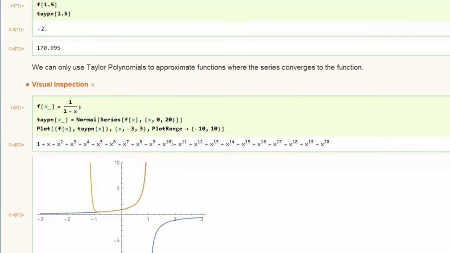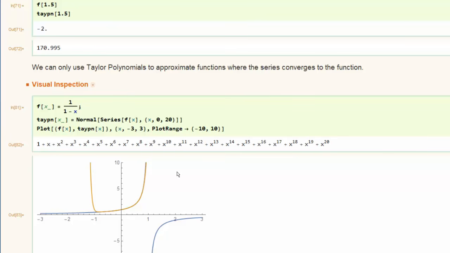But if I increase the number of terms of the series that I use, now I'm using the 20th degree polynomial, now I can see it's a good approximation from negative 1 to 1, but it doesn't matter how many more terms I add, it will never be a good approximation out here at negative 1.5 or positive 1.5. It doesn't matter how many terms I use, I can only use the polynomial to approximate the function inside the interval of convergence.